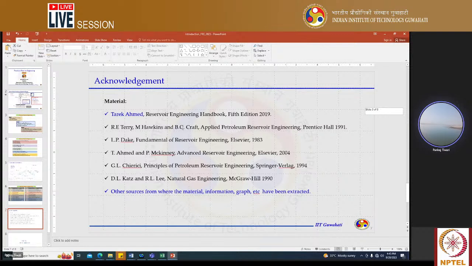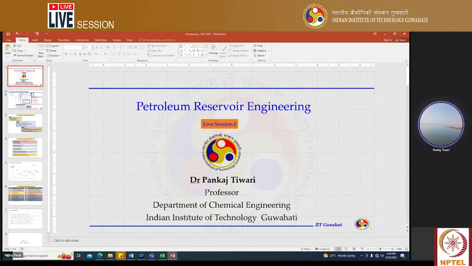So this Tariq Ahmed book, the Reservoir Engineering Handbook, you can always refer to for solving the numerical problems or clarifying some of the doubts that are not very clear to you here, as well as additional information that is not covered during the lecture. Another book, like the one from LP Tech, is also a very good book for the fundamentals of reservoir engineering that can also be referred to understand the concepts of reservoir engineering. So with this, I think I gave you a brief idea about the course content and what we discussed.